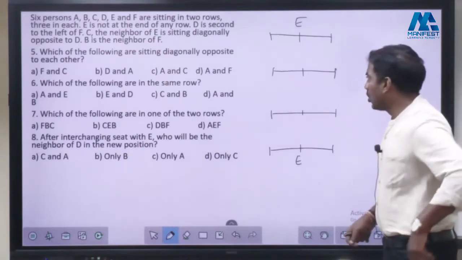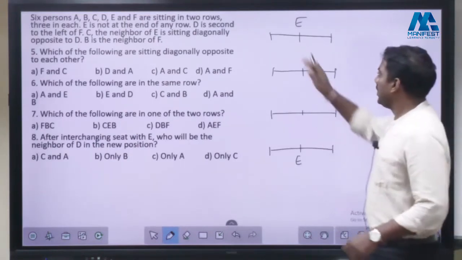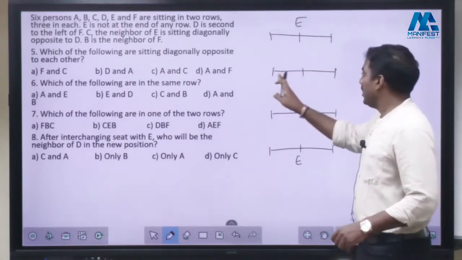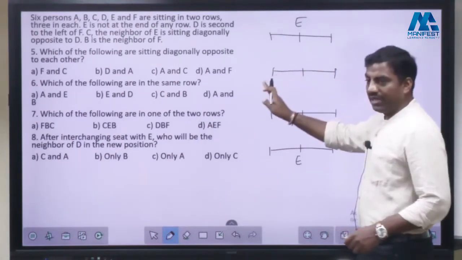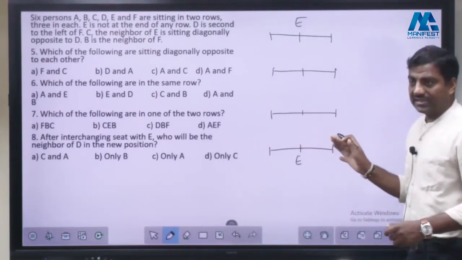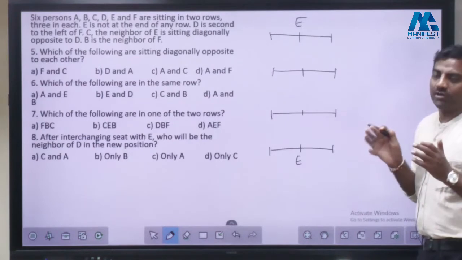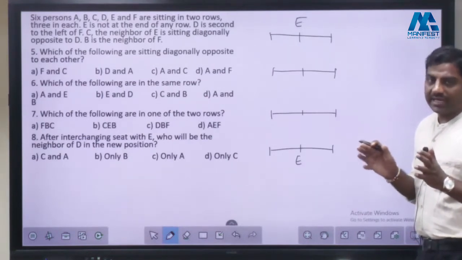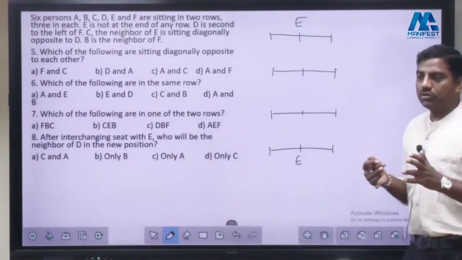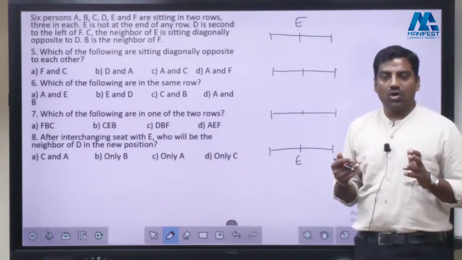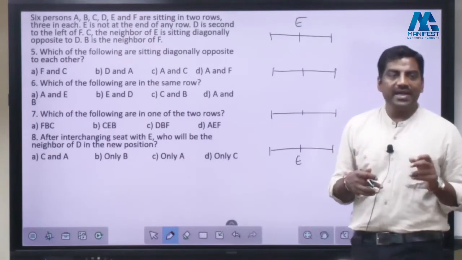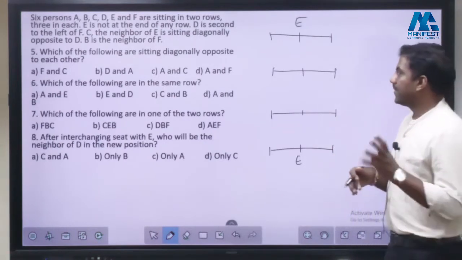So what all are the chances? D and F may come here, and here. There are many chances. But let us hold this fact to ourselves: D and F are at extremes. You can fill them anywhere. They have not mentioned any position. Maybe they are facing south, north, or they are on the top or the bottom. Nothing is told. But D and F are at extreme positions.